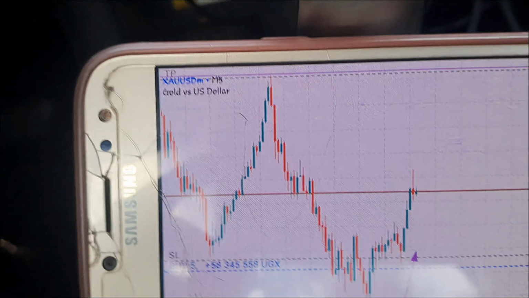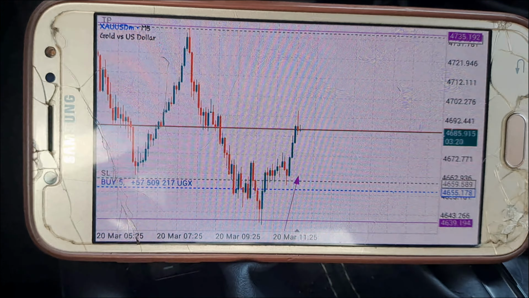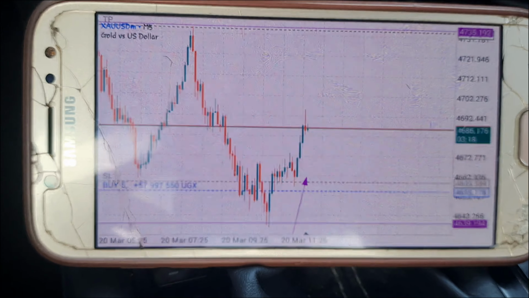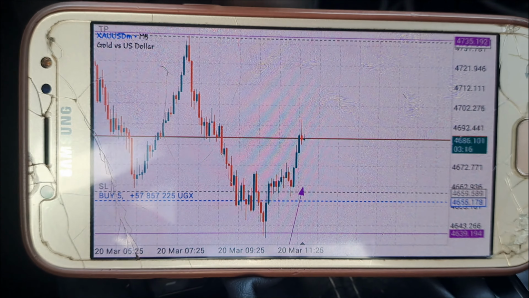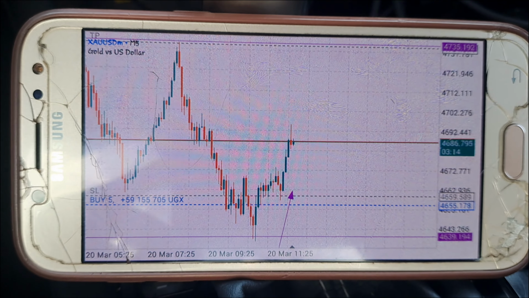Hello guys, so right now I'm at break even with my trade, and let me show you the trade. The trade is running very well. This is amazing. Okay, I wanna close at this point because of this.